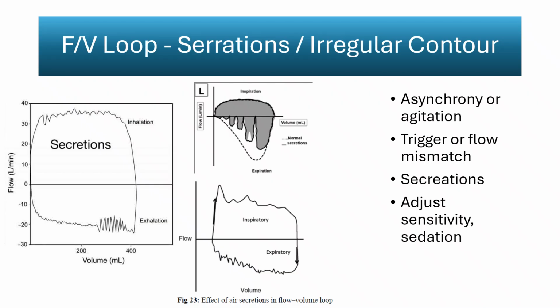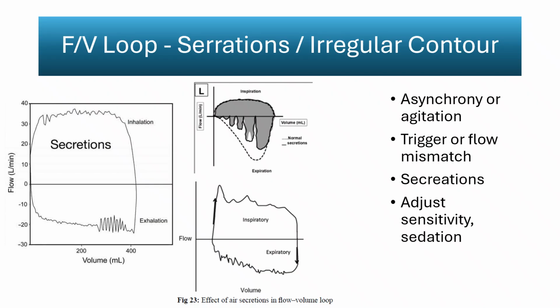Trigger or flow mismatch can also contribute. If the ventilator does not sense the infant's effort reliably, or if the set flow does not match the infant's demand, the breath becomes unstable. Small failed trigger attempts or aborted efforts create brief interruptions in the flow profile, again adding serrations to the loop.